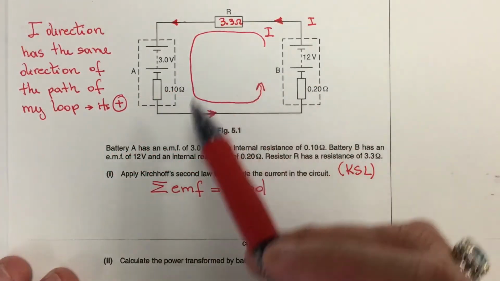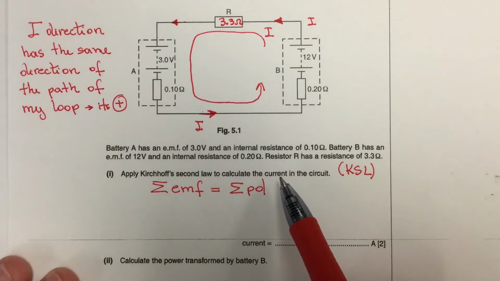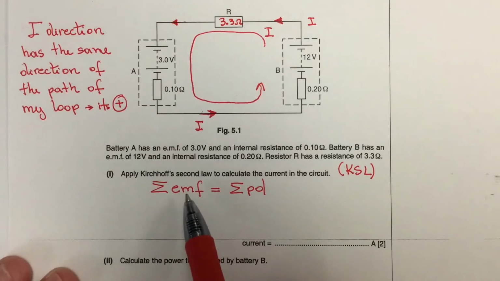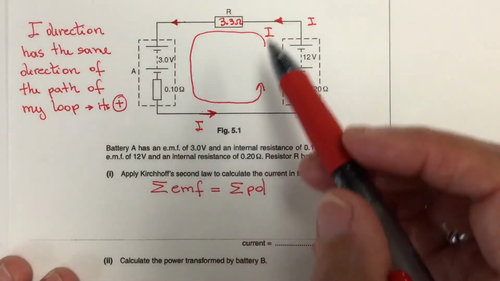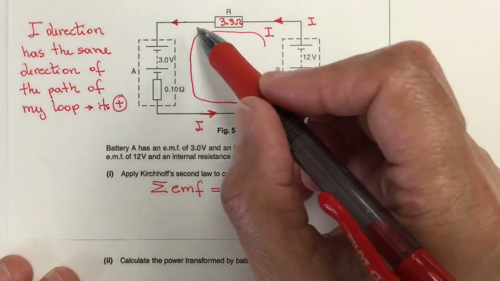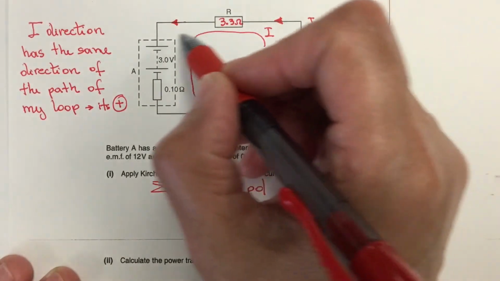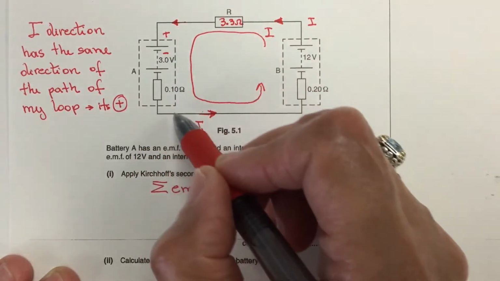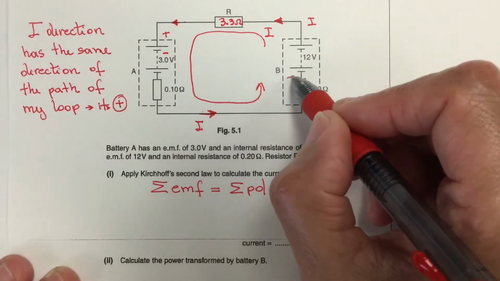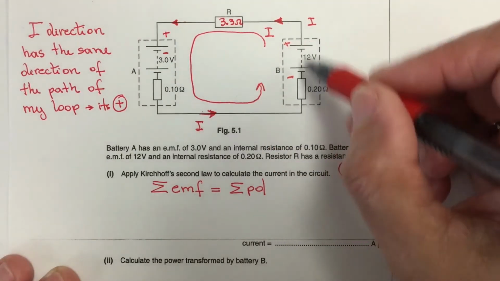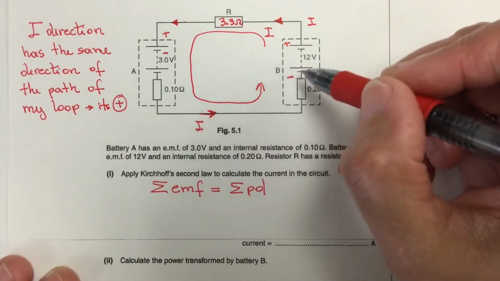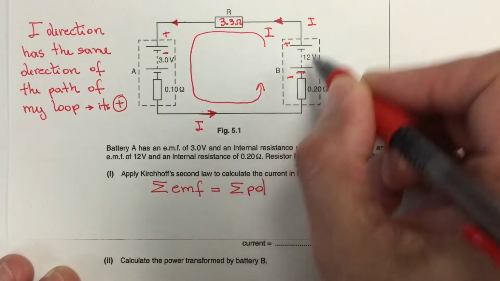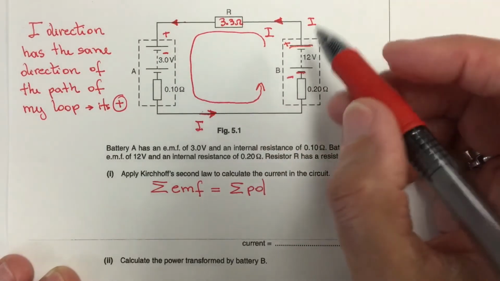To solve this question for the current using Kirchhoff's second law, we need to determine the EMFs. So here, this is the path of my loop. This is the positive and this is the negative. And the same here. They are in series, so the order will not matter. So they are kind of combined, so this is kind of just one. This is the negative and this is the positive.